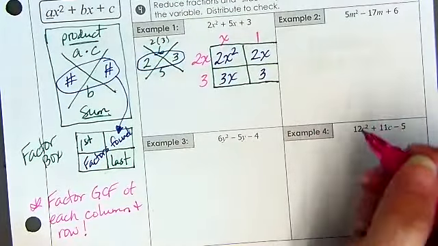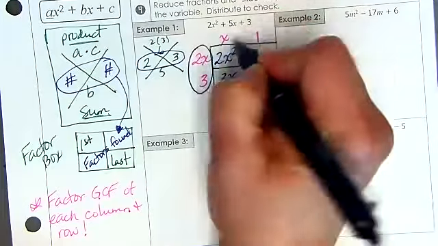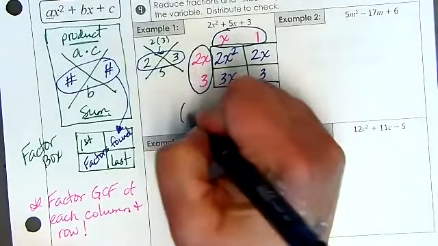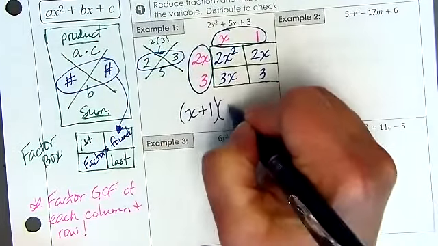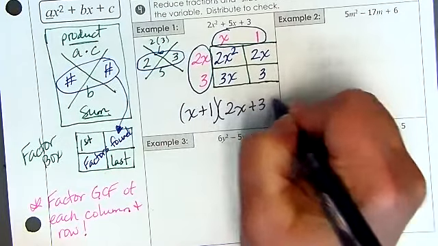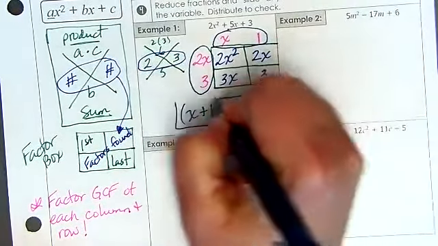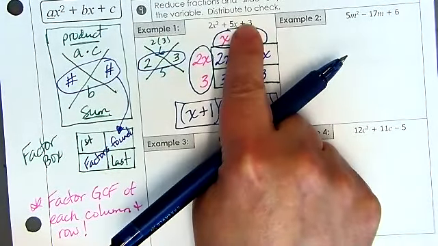So now what's on the outside? This right here is what makes up my answer. So my answer is going to be x plus 1, because that's a positive 1, and 2x plus 3, because that's a positive 3. This is my final answer. Now to check, multiply back, and you should end up with your problem.